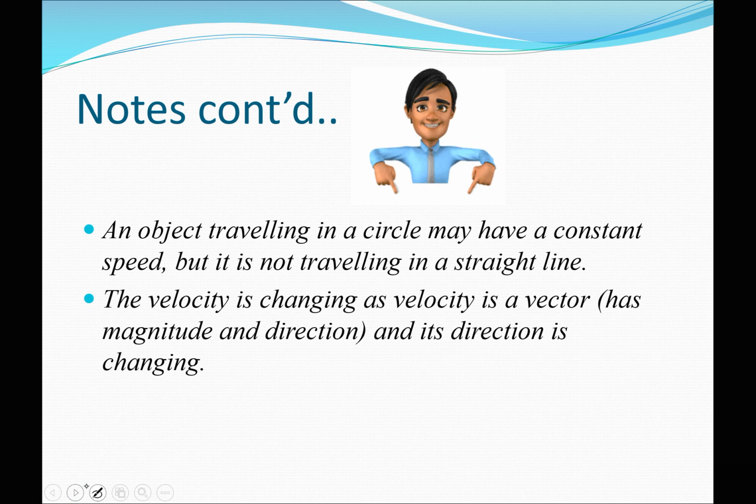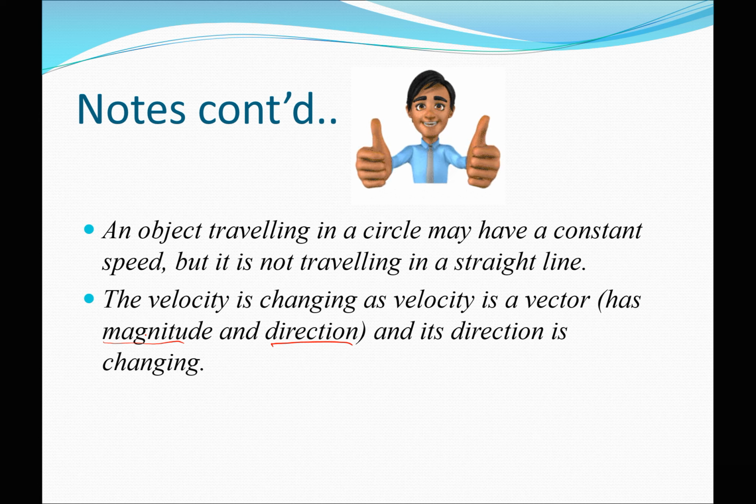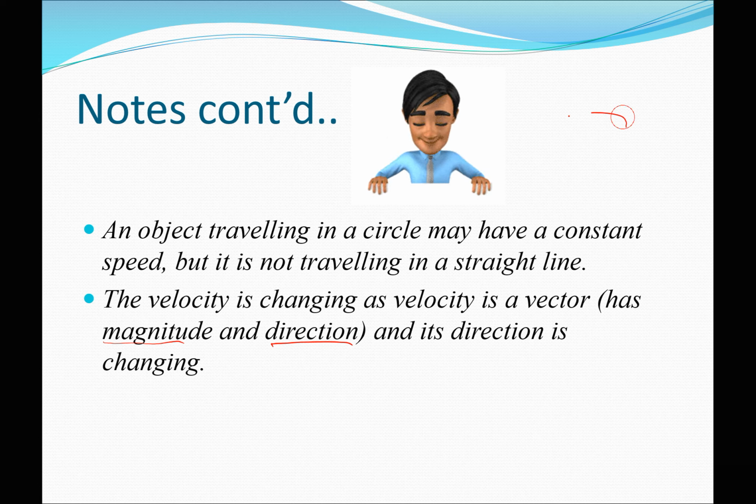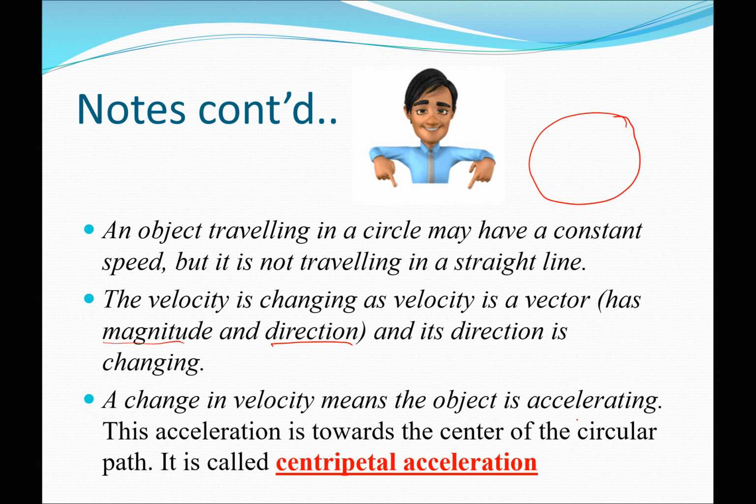So the velocity is changing, as velocity is a vector quantity because velocity depends on magnitude and direction. We can consider the speed to be the magnitude part, which is constant. But there is a change in direction, because for a body moving in a circle, there is no way it can be moving in a circle without changing direction. The direction continues changing around the circle. So a change in velocity means the object is accelerating. Because there's a change in direction, the velocity is changing, and a change in velocity means the object is actually accelerating.